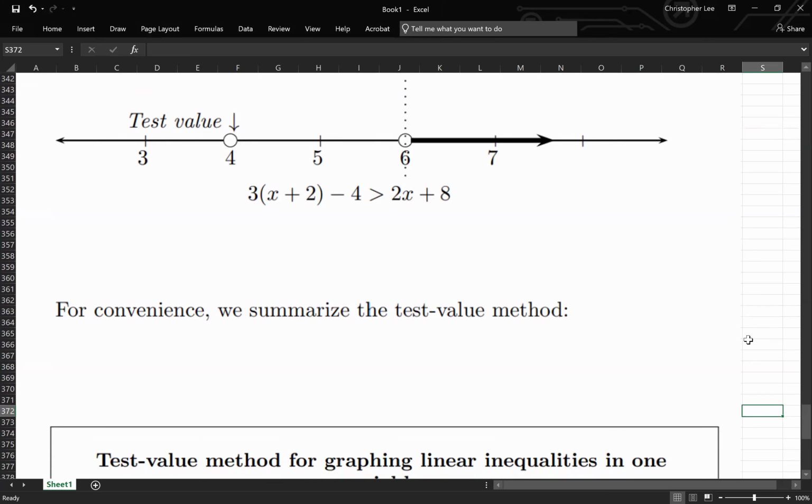You know? So look, we have right here our number line, right? We know that x is greater than 6. Boom, open circle, right? We test a number like the number 4. We just plug it in here and we see that 4 doesn't work. So that's not where I should be shading. I should shade the other side, right? That's what it means by test value, right?